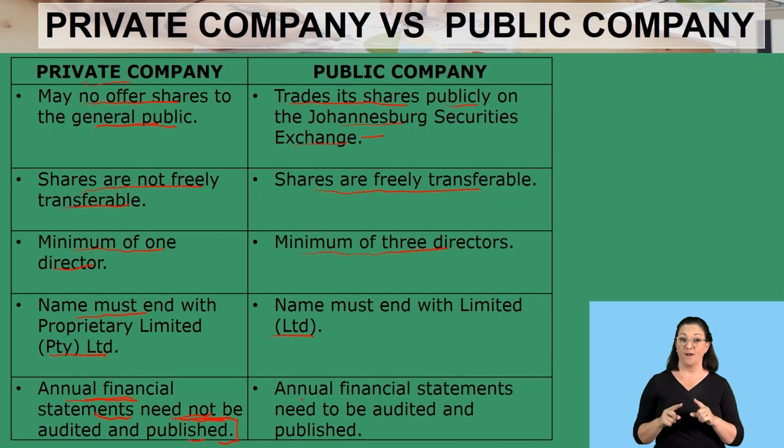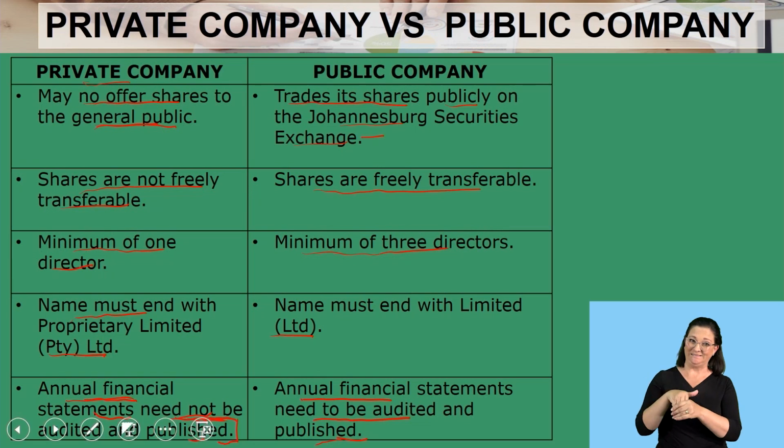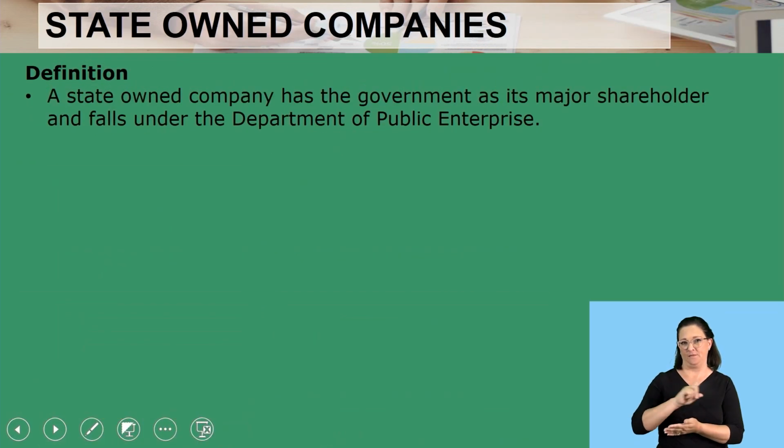But when you're looking into your public company, annual financial statements need to be audited and published, because remember, shares for a public company are sold to the public, so they need to be published so that shareholders within the communities can have access to them. Then we have state-owned companies.